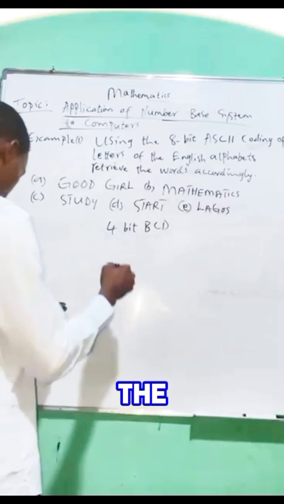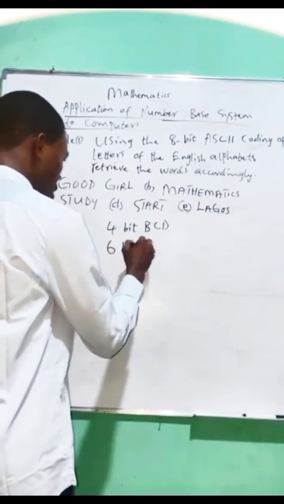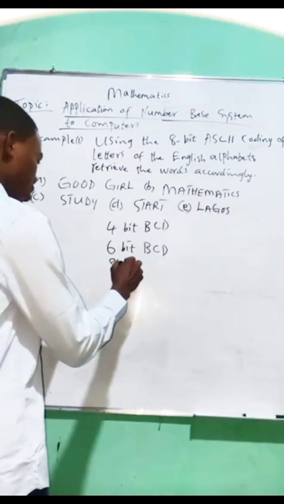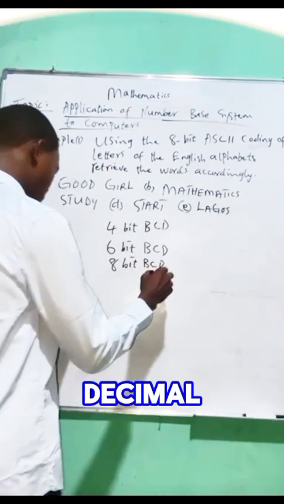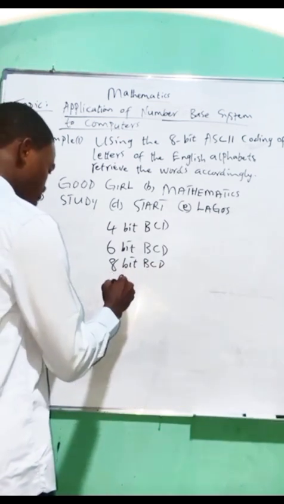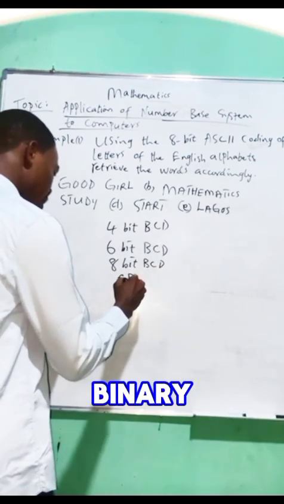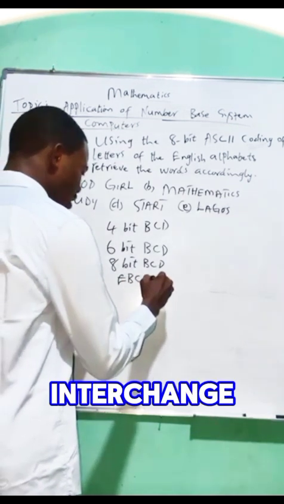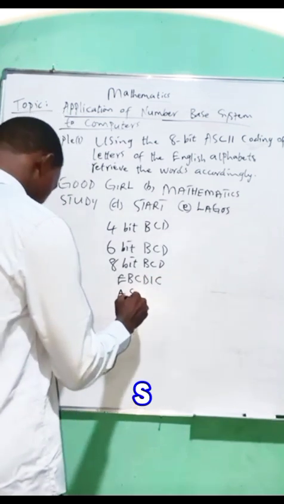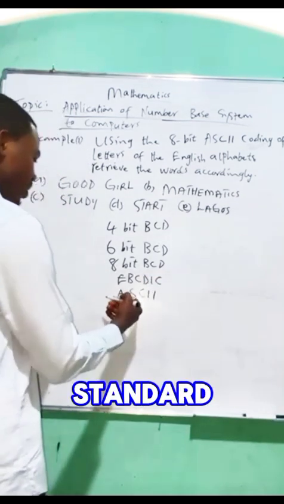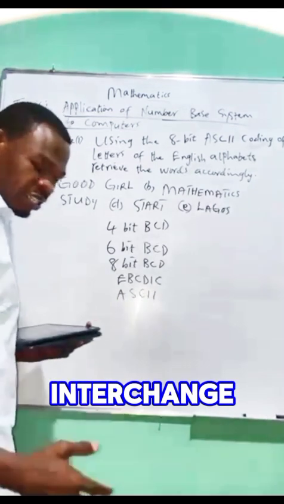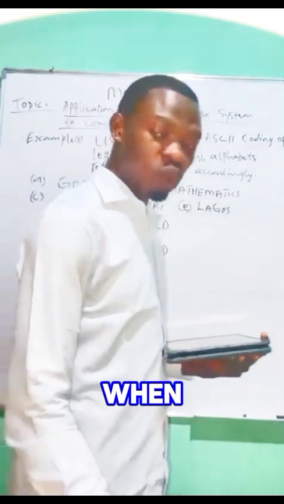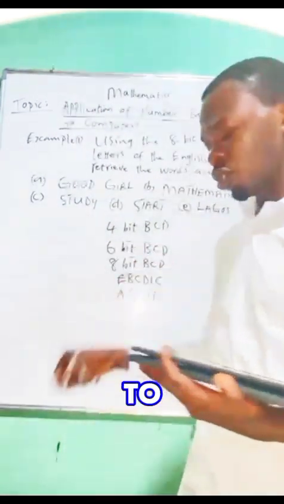We have what we call the 6-bit binary code decimal. We also have the 8-bit binary code decimal, extended binary code decimal interchange code, and ASCII, that is American Standard Code Information Interchange. All these are being used to retrieve words. So when a word is given, we use this code to retrieve them.